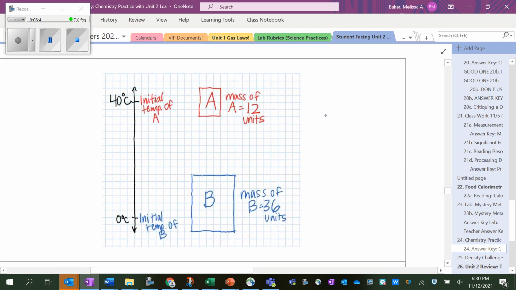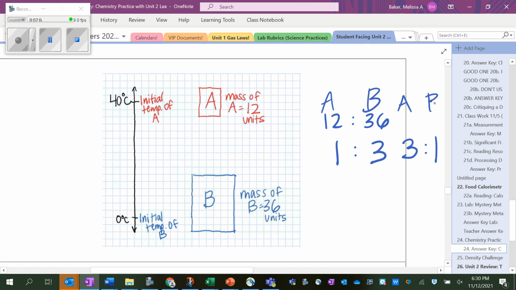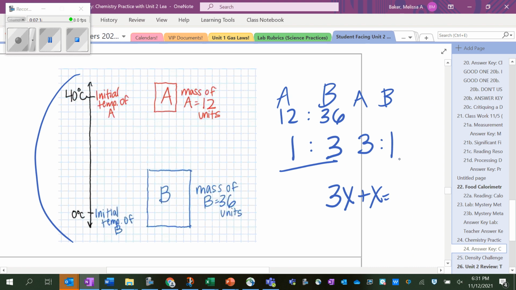Well, the ratio of 12 to 36 is the same as 1 to 3. So that means the change in temperature will be the opposite. So this is A, this is B, this is A, this is B. So the change in temperature, it's 40 total divided by 4. A will be 3 times as much as B. The total will be 40.